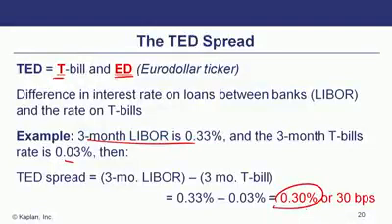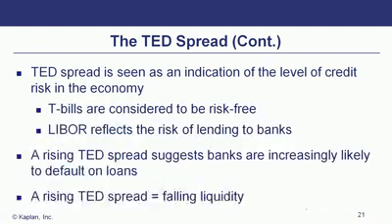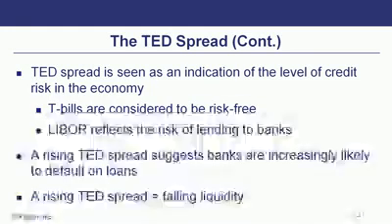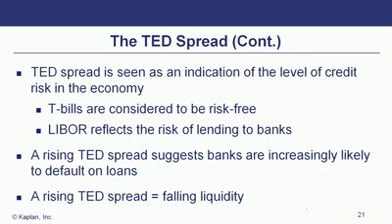And this is going to tell us something about the risk level in the banks. It's seen as an indicator of the level of credit risk in the economy. So if it gets wider, credit risk is getting higher. T-bills are risk-free. LIBOR, of course, reflects the risk of lending from bank to bank. So a rising TED spread suggests that banks are increasingly likely to default on their loans.